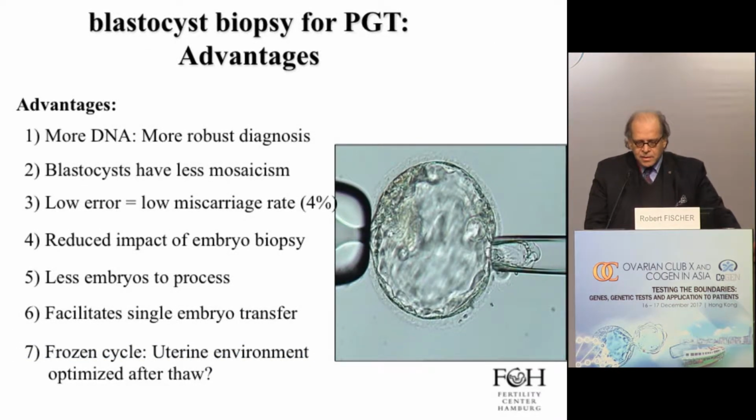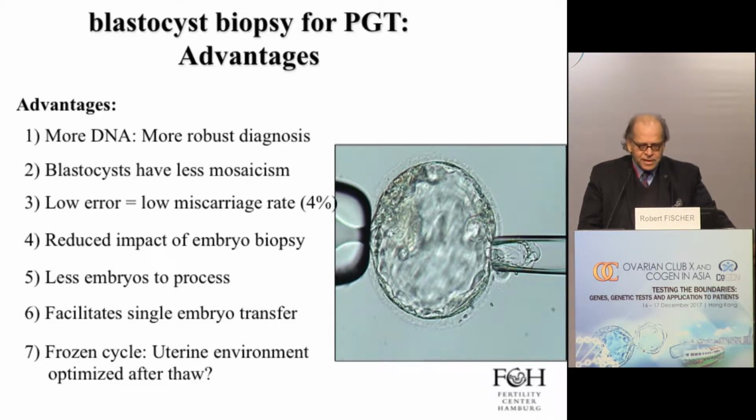Now, as you heard in the previous talk, blastocyst biopsy or trophectoderm biopsy has been the main way in the last years to do genetic testing of the preimplantation embryo, instead of the polar body. And the reason was the advantage that you might have more DNA because you are collecting more cells.